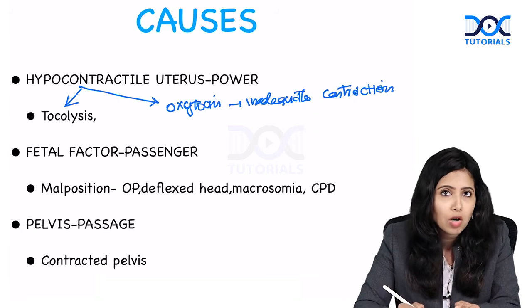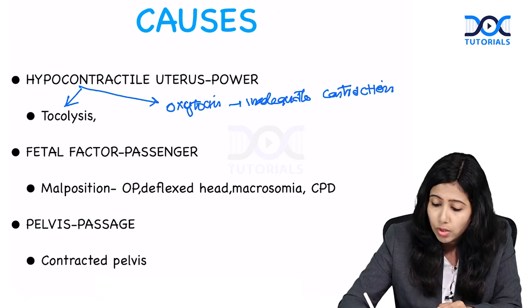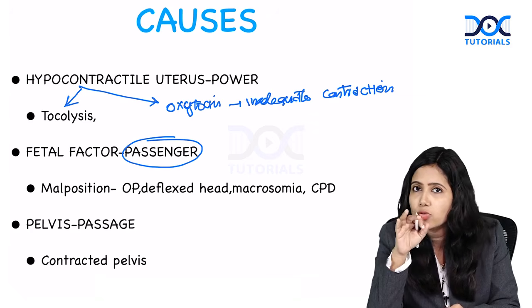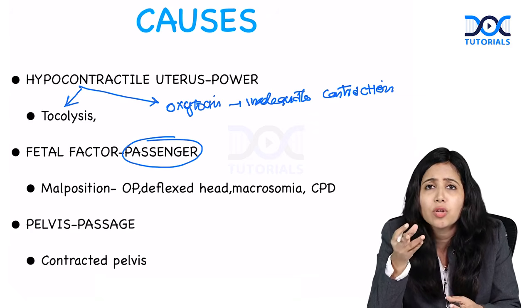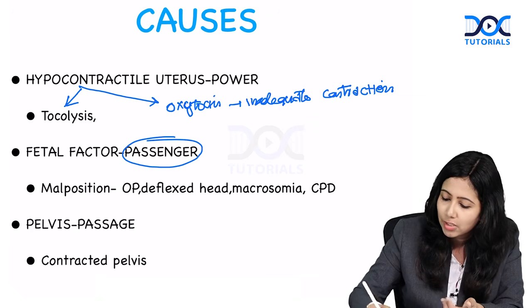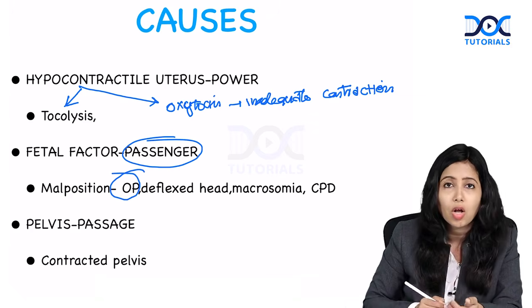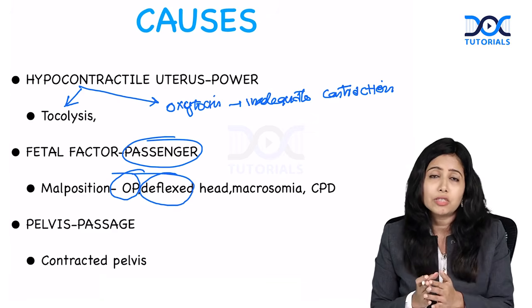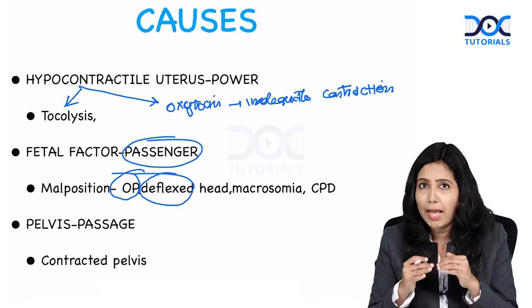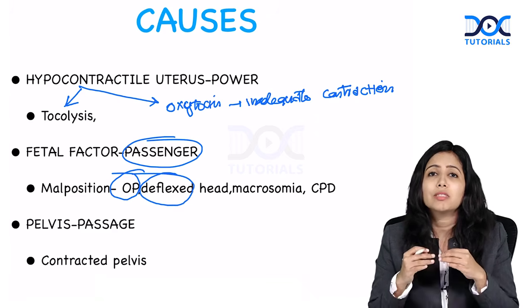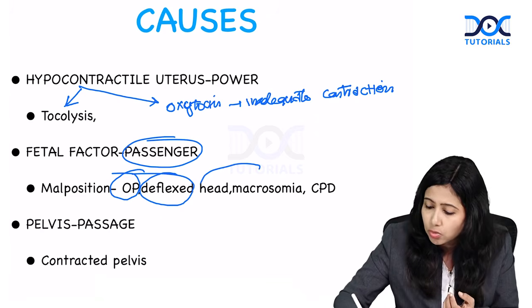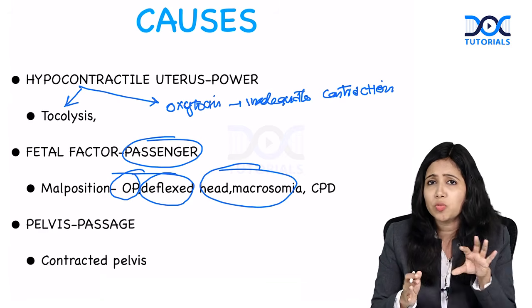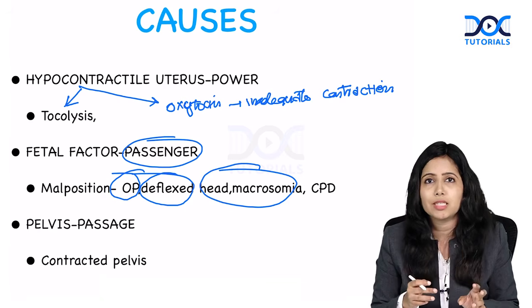Next is the fetal or the passenger. The passenger problems can be either the baby is too big, that is macrosomia, or the baby's position is not so good. That is, either it could be occipito-posterior or the head could be deflexed.